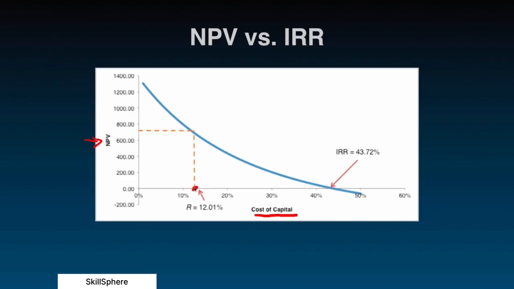First is this point right here, which is the 12% cost of capital of the project. You'll notice that generates an NPV, as we saw earlier, of a little bit over $700 million. The second point I want to point out is the point where the graph crosses the x-axis. That's the point at which the NPV is 0, which, as we know from our definition earlier, is just the IRR. That's 43.7%.